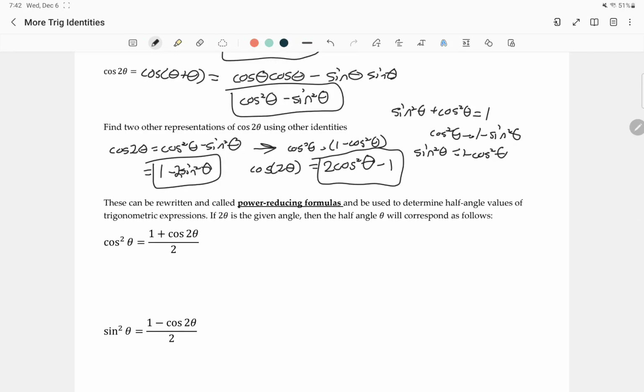So these are called the power reducing formulas. And I don't know a great way to do this. I don't think we ever really proved it. We just learned this.